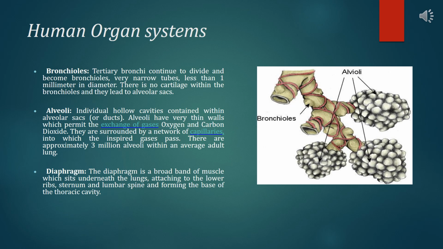Alveoli. Individual hollow cavities contained within alveolar sacs or ducts. Alveoli have very thin walls which permit the exchange of gases, oxygen and carbon dioxide. They are surrounded by a network of capillaries into which the inspired gases pass. There are approximately 3 million alveoli within an average adult lung. Diaphragm. The diaphragm is a broad band of muscle which sits underneath the lungs, attaching to the lower ribs, sternum, and lumbar spine and forming the base of the thoracic cavity.